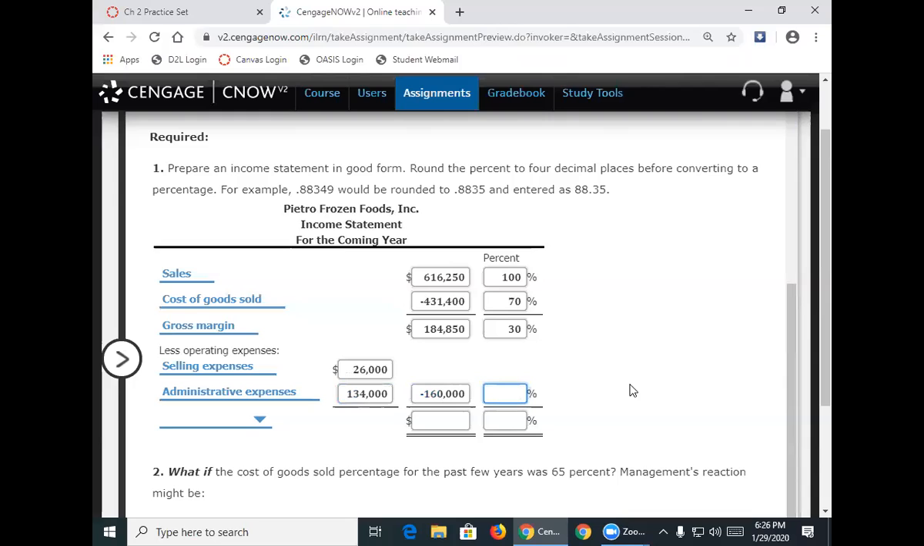So what percentage is my expenses of my sales? 25.9. Very good, 25.96%. And then what is my operating income? 24,850. Very good. And what percentage is my operating income of sales? 4.0. Very good, 4.03%. Okay.